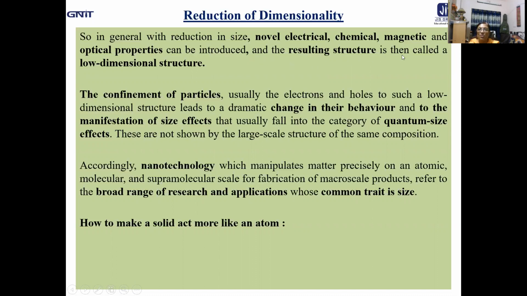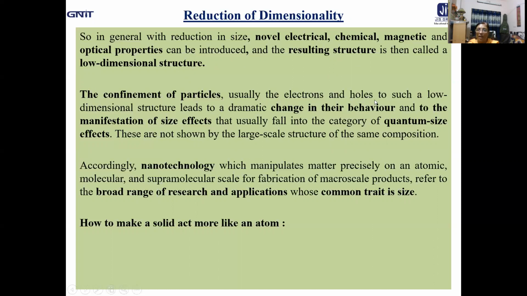So the resulting structure is then called the low dimensional structure. Reduction in size means you are talking about the low dimensional structure. What is the output? The novel properties insofar as electrical, chemical, magnetic, and optical areas are concerned. Obviously, this is natural because of the confinement of particles, usually the electrons and the holes. In case of a conductor, it is the electrons. In case of semiconductors, it is the electrons and the holes.